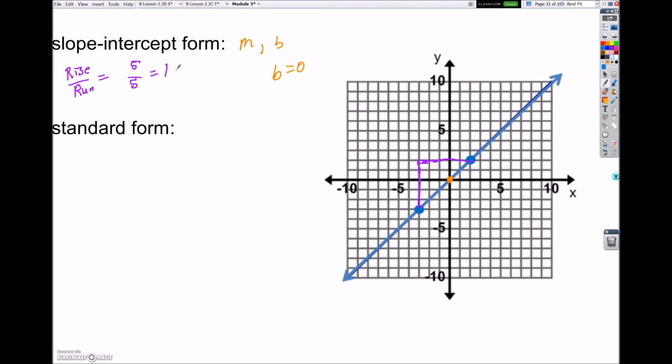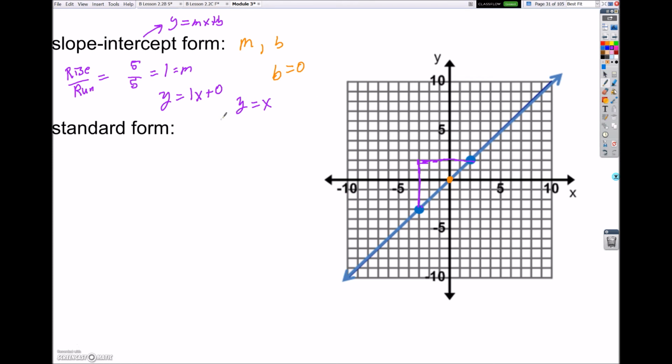Therefore, in slope-intercept form, if we remember this is my m, and just a quick reminder, slope-intercept form is y equals mx plus b. You always have a y equals my m, which is 1, times x plus my b, which is 0. This would then simplify to y equals x. You don't need the 1 in front. You could if you'd like, and you don't need a plus 0.